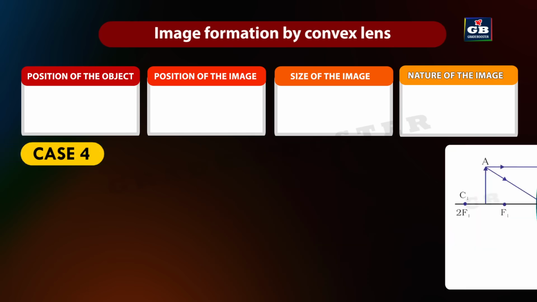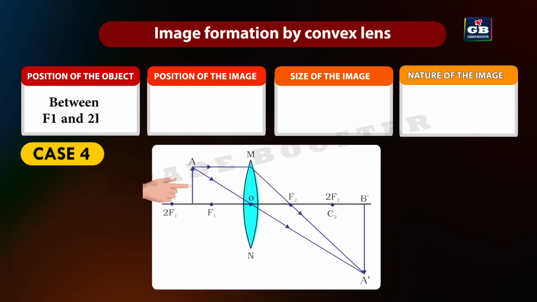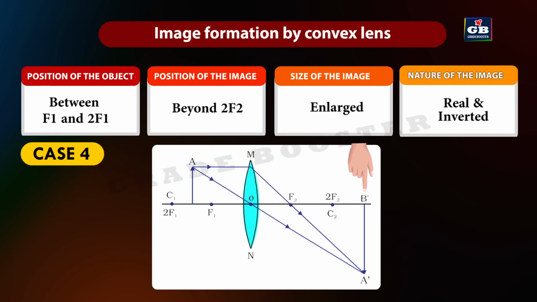Case 4. If the position of the object is between f1 and 2f1, the position of the image will be beyond 2f2. The relative size of the image is enlarged. The nature of the image is real and inverted.